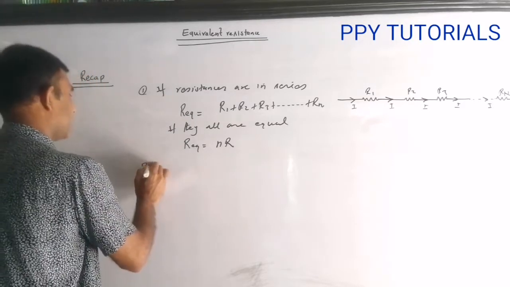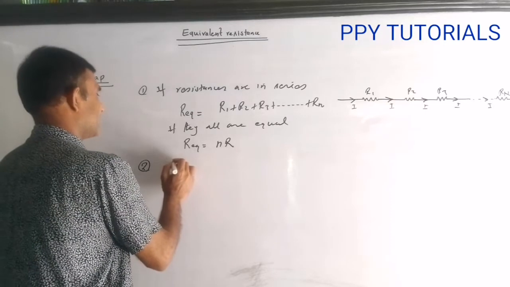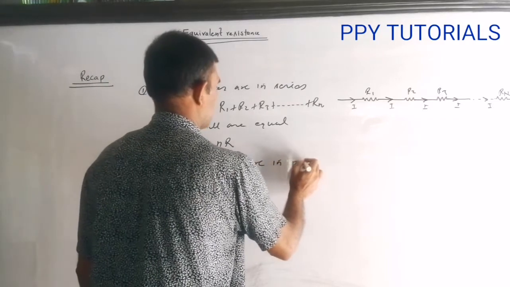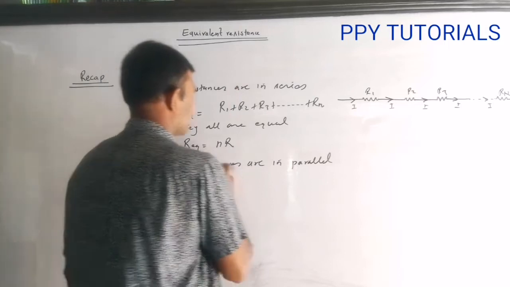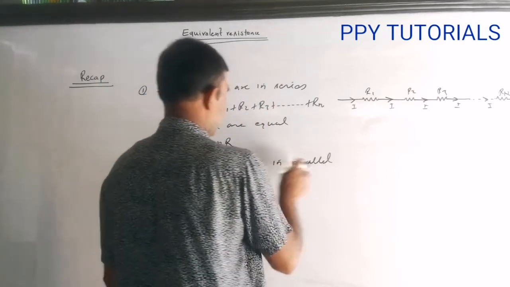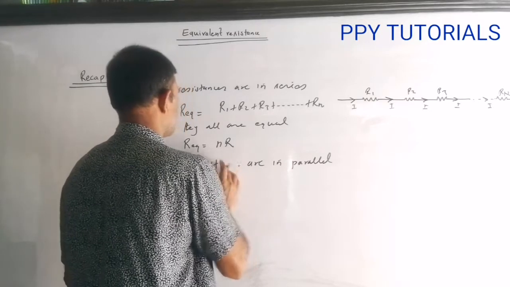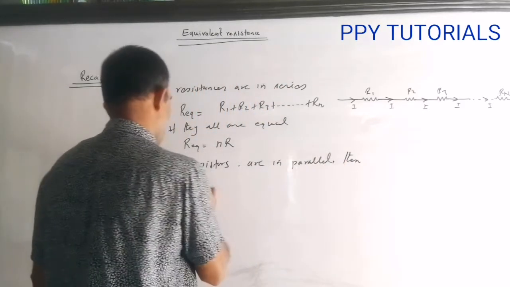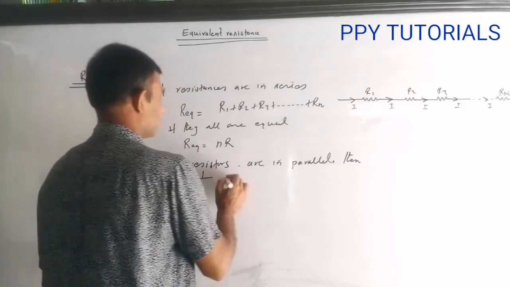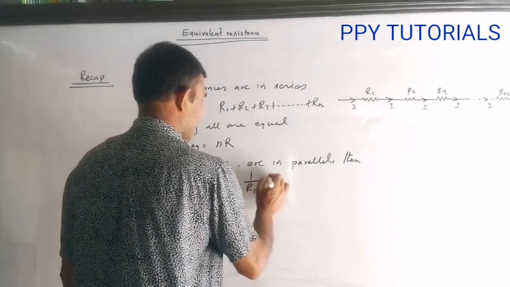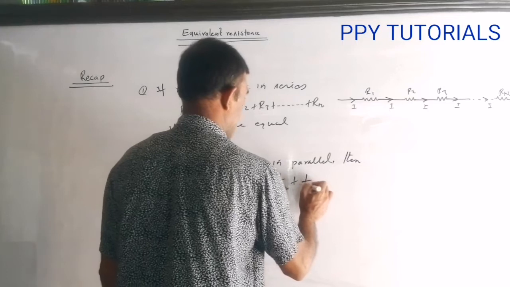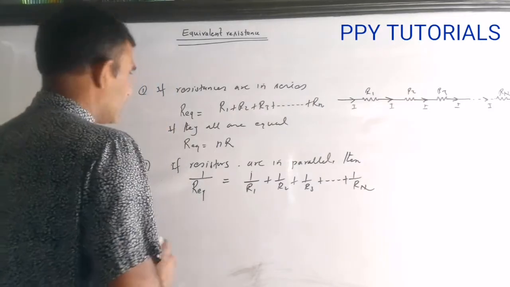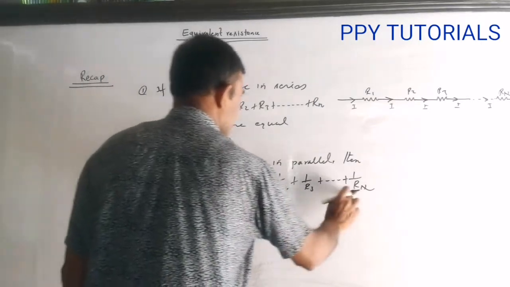Next, if resistors are in parallel. Actually, we have to say resistors, because resistance is the adjective. If resistors are in parallel, then the reciprocal of R equivalent will be equal to 1 upon R1 plus 1 by R2 plus 1 by R3 plus and so on up to 1 by Rn. This very easy formula we have derived, and this is the general formula.